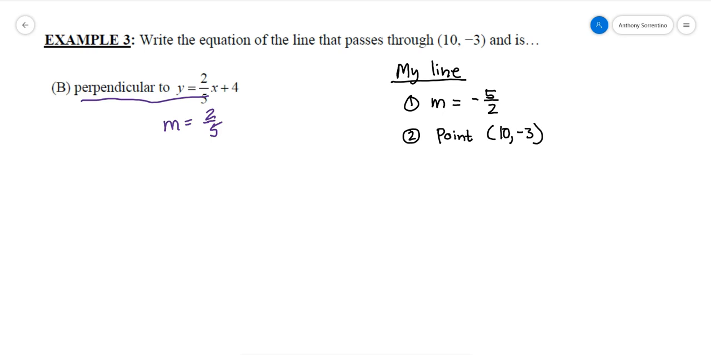And again, with these two pieces of information, as long as I have a slope and a point that the line passes through, I have enough to write the equation of the line in any form. So using the information here, I'm going to have y minus -3 again, equaling -5/2 times x minus 10. And with a little simplifying on the left-hand side, minus a negative becomes a plus. This would be the answer in point slope form.